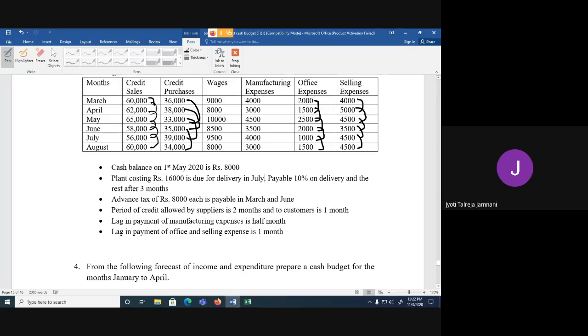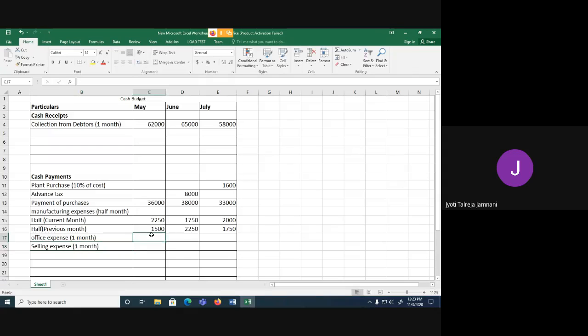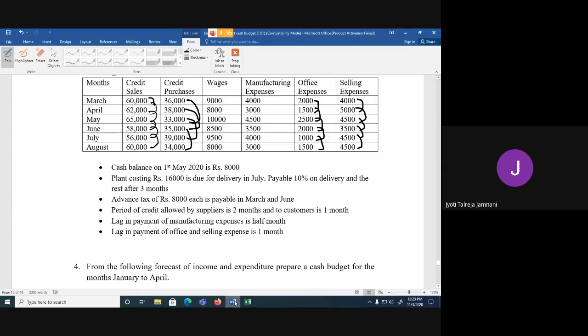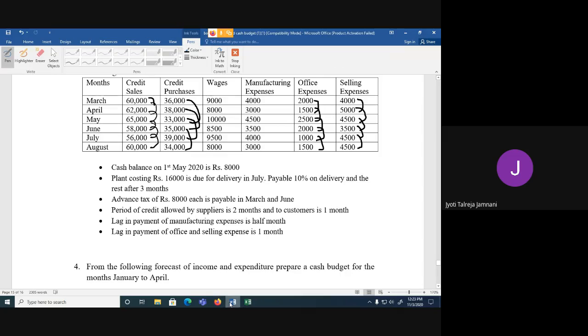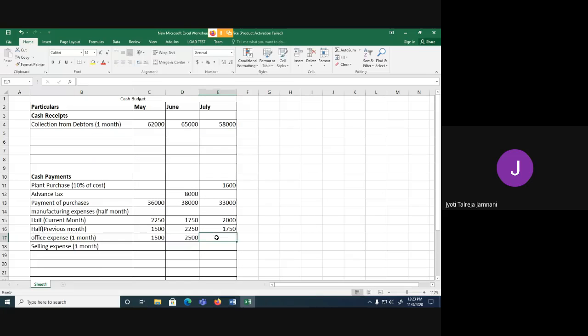April 1,500 will be paid in May. So this 1,500 of April, we'll have to record in May for office expenses. May 2,500 will be paid in June, so in the month of June we are taking 2,500. And June 2,000 will be paid in July, so we'll take it in the July month.